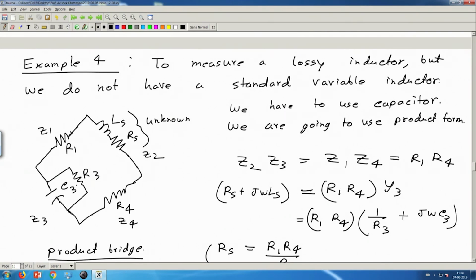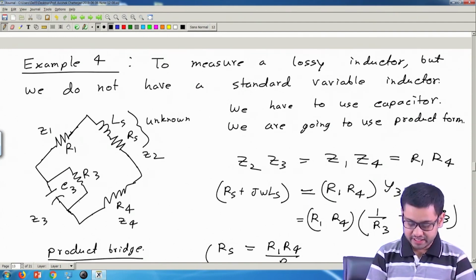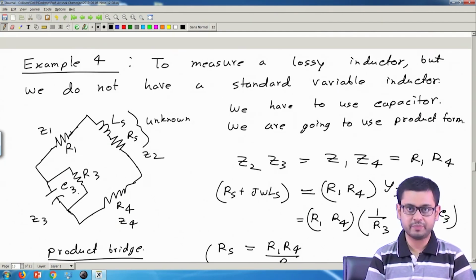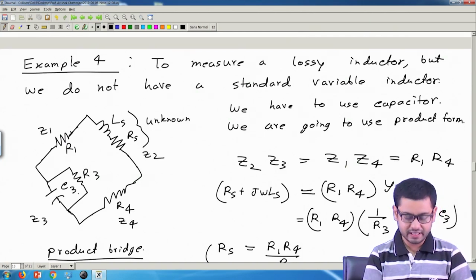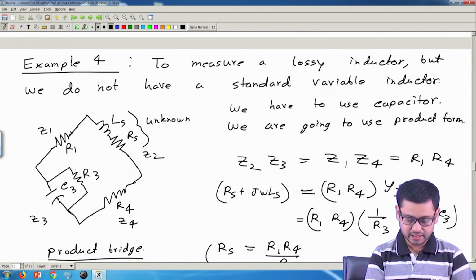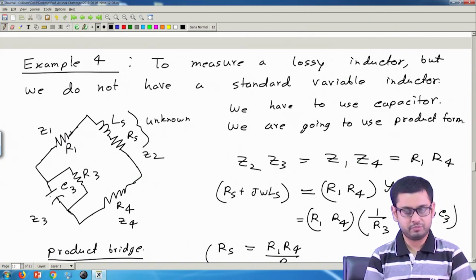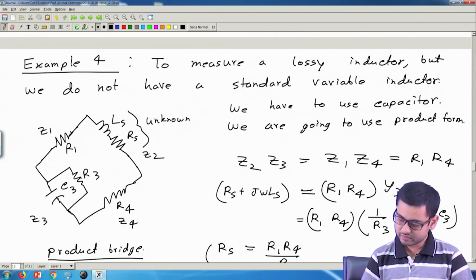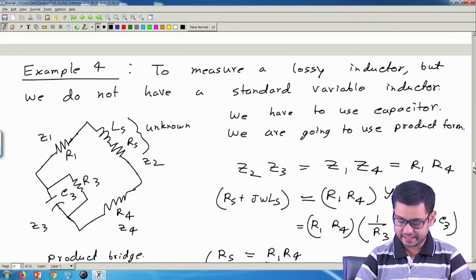Why parallel? Because in the equation we have the term Y3, admittance of this branch, and admittance becomes easy to compute if the elements are in parallel, because you can simply add the admittance of this resistor and this capacitor to get the total admittance, whereas it is easy to compute total impedance if the elements are in series. Now, today let us take another example.